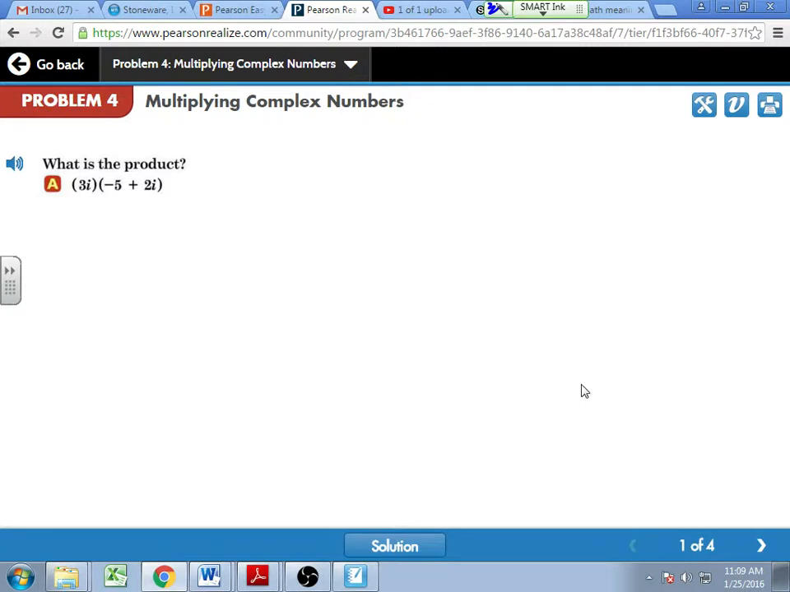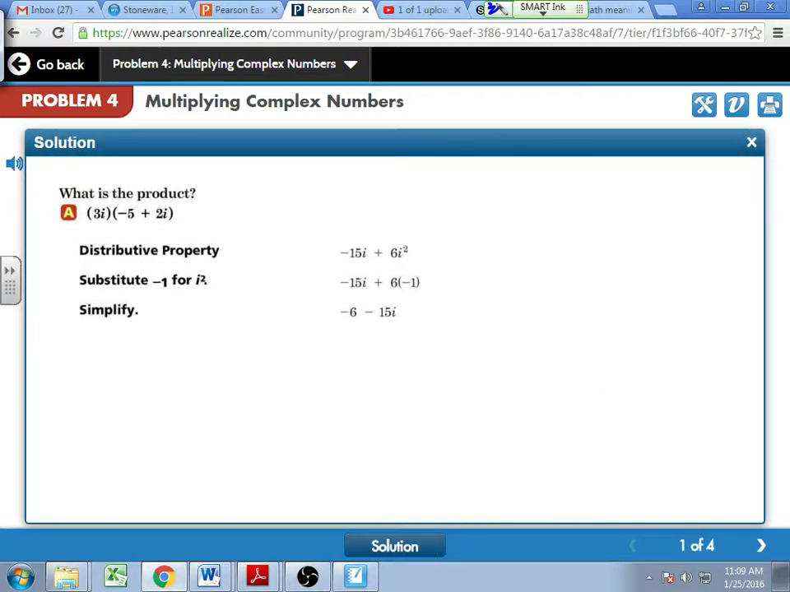So now when I do multiplication, this is when things start to get nicer, because every time I have two i's that multiply by each other, I can re-represent that with a negative 1. When I do this multiplication, my 3i multiplies by my negative 5, gets me negative 15i. My 3i multiplies by my 2i and gets me 6i squared. So you multiply your coefficients and you multiply your i's.